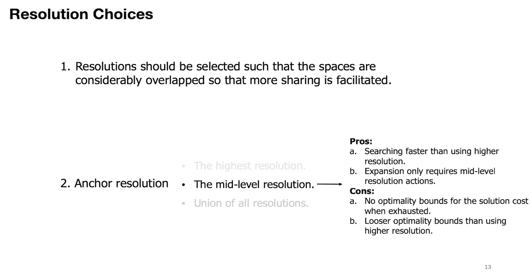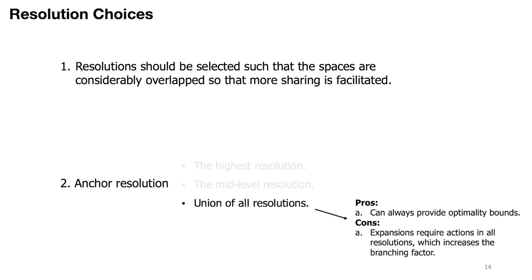We can also choose the mid-level resolution. Then the anchor search will march faster because of the larger step size, and it will only consider the set of actions required in mid-level resolutions. But similar to using high resolution, there will be no bounds for the solutions when the anchor search is exhausted. And compared to high resolution space, the optimality bound will be looser.